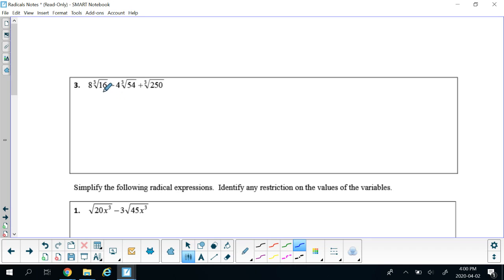So here in question 3, you can see index is 3 in each term, but our radicand is not the same for all three terms, right? So we're going to simplify the radicands so that we'll try to get the radicand the same, and then we'll simplify those terms with the same radicands.